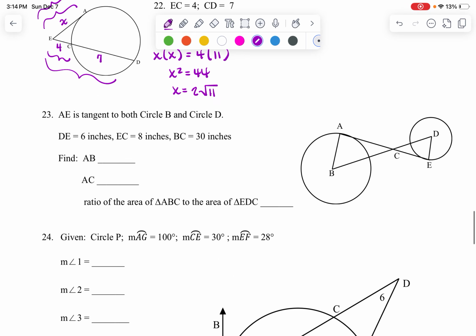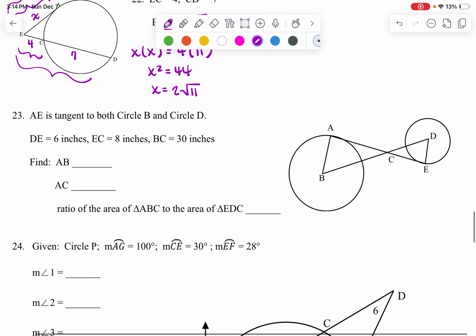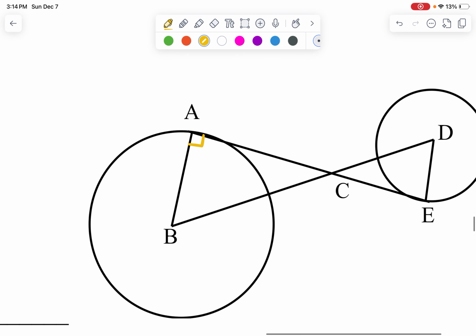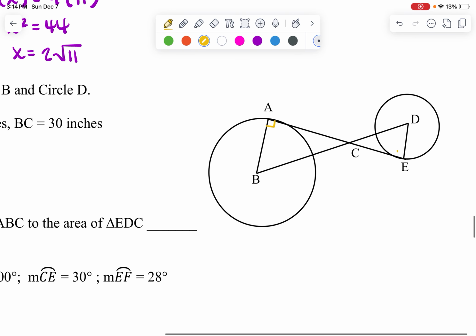All right, number 23. We've seen this problem lots, right? It says AE is tangent to both circles. All right, and the other thing we know about these two circles is that these are right angles. Again, I know they don't look tangent, but we're going to roll with that. If you zoom in, you're like, what? Anyway, so these are right angles because radiuses and tangents are always perpendicular to one another.